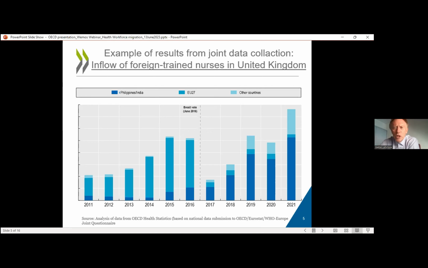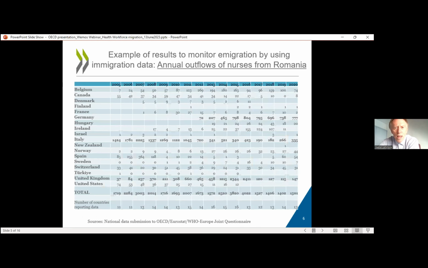So you can do this with the data that we collect from the UK or from other countries. You can do analysis in terms of specific countries of origin or grouping of countries of origin. This is the very interesting thing about this data collection, which is that we are able to monitor the outflow by using the immigration data that we get. Unfortunately, we don't get immigration data from all countries, which is one of the unfinished business, to use your word, Marlies, in terms of our data collection.